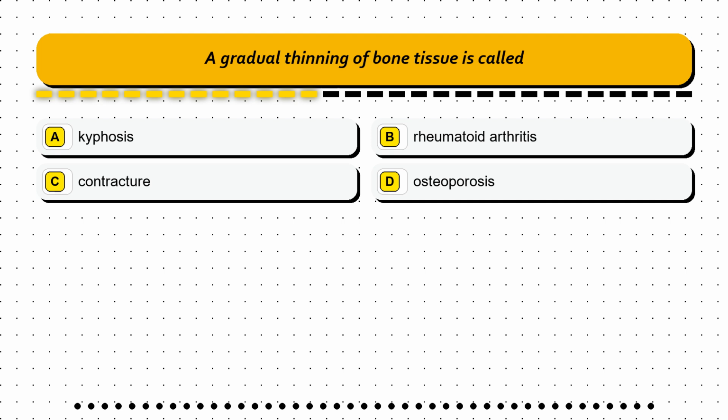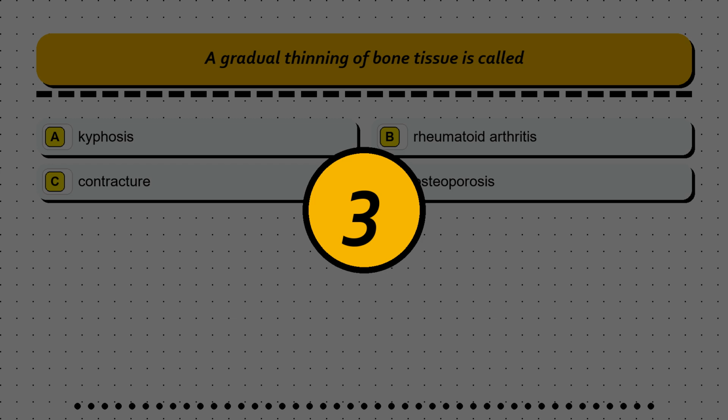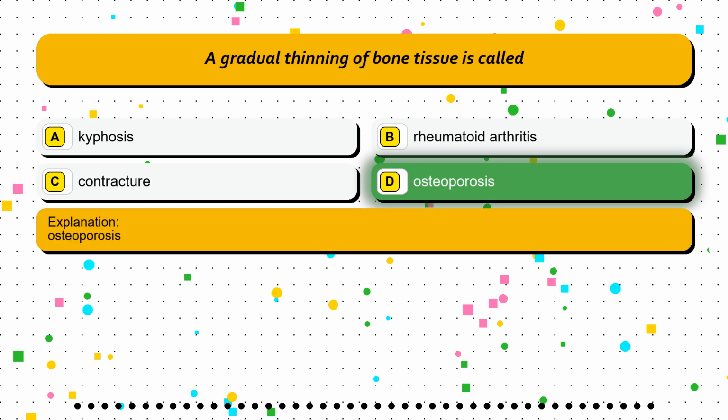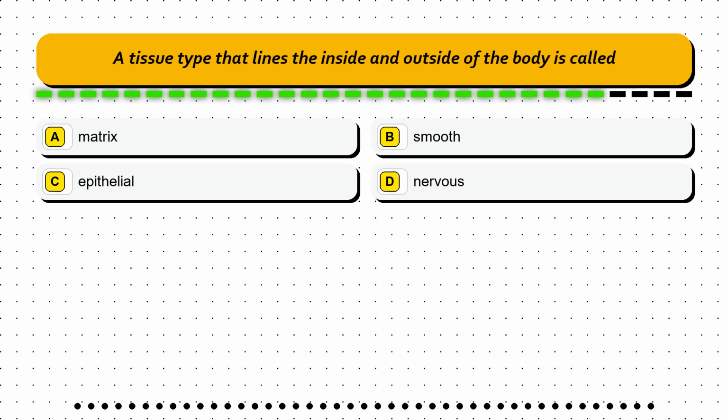Question 6. A gradual thinning of bone tissue is called: Option A, kyphosis. Option B, rheumatoid arthritis. Option C, a contracture. Option D, osteoporosis. The correct answer is option D, osteoporosis.